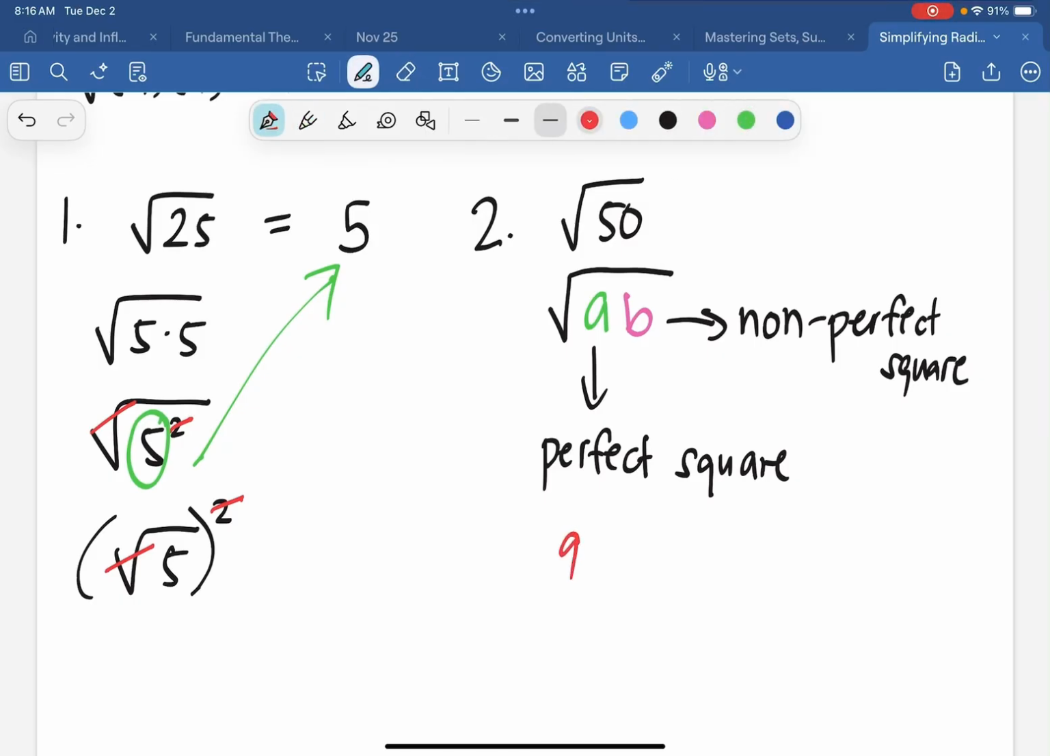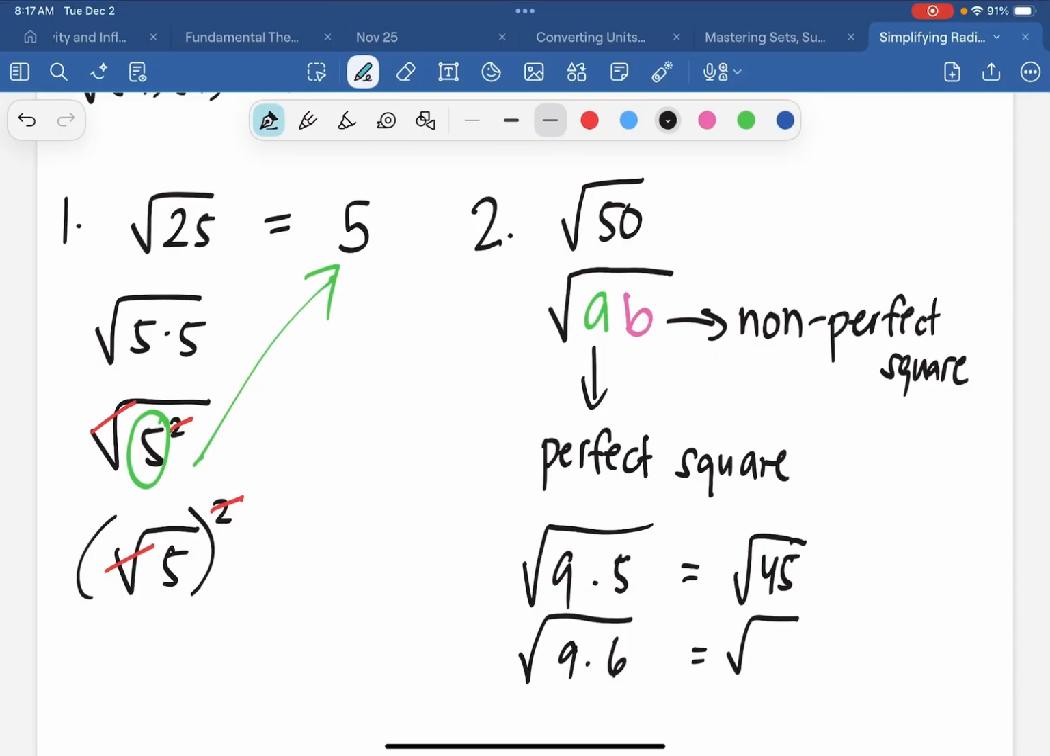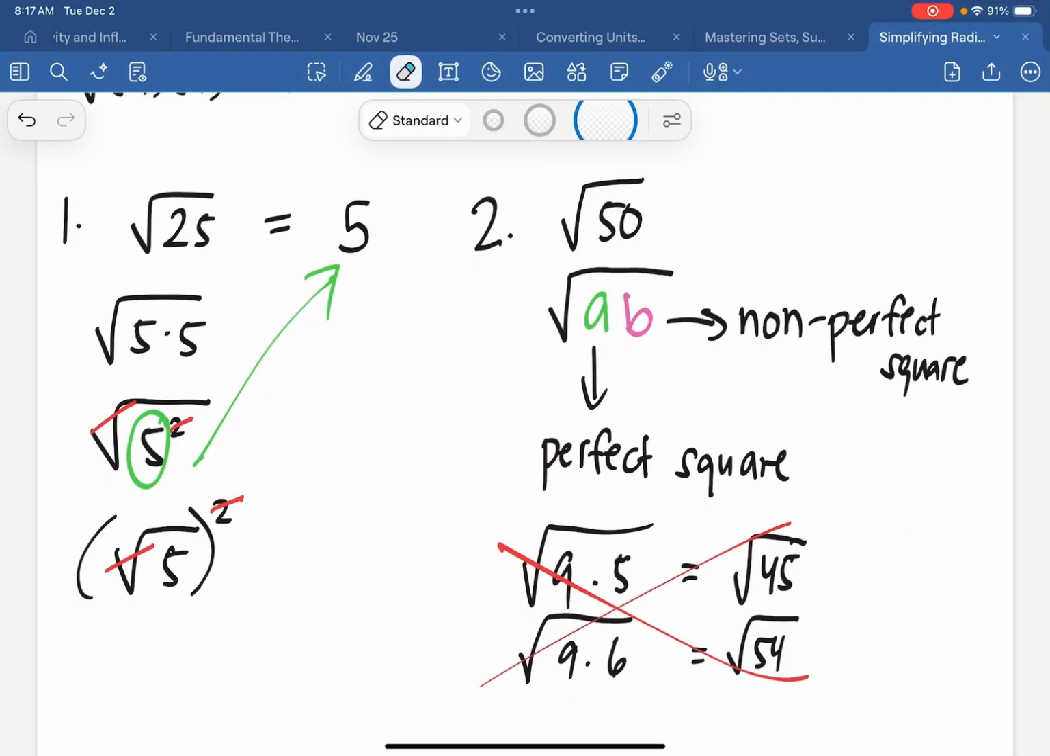So let's try 9. 9 times, let's just say 5, because 9 times 5 is 45, so it's really close. However, if we try 9 times 6, this one becomes 54, and it's over 50. We only need to get the exact number, or the exact radicand, for this one. So 9 doesn't work out as well. Let's erase this one.